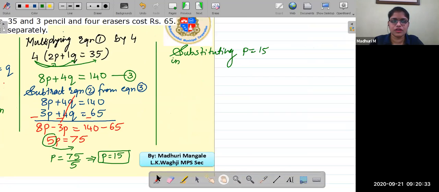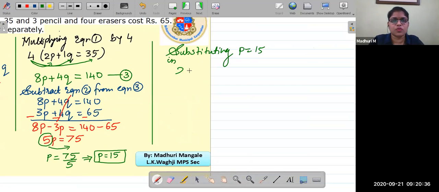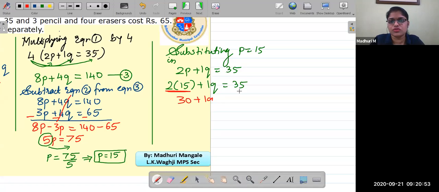What is the first equation? That is 2p plus 1q equals 35. We are going to replace p with 15: 2 times 15 plus 1q equals 35. What is 2 times 15? 2 times 15 is 30. So that will be 30 plus 1q equals 35. The plus 30 will move to the other side, and that will be minus 30. So 1q equals 35 minus 30, and that would be q equals 5.